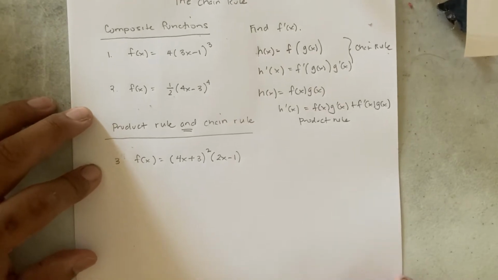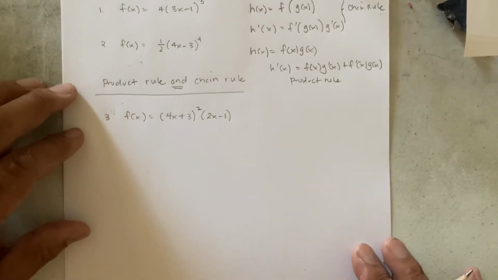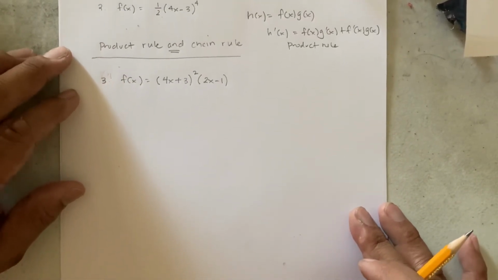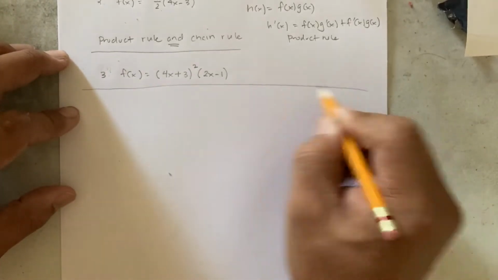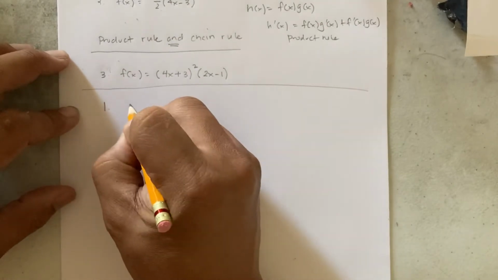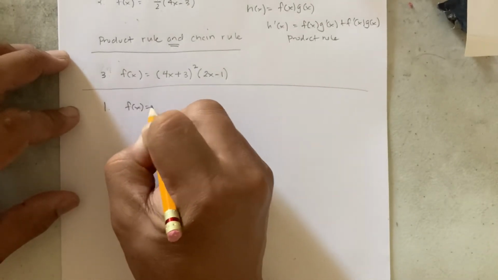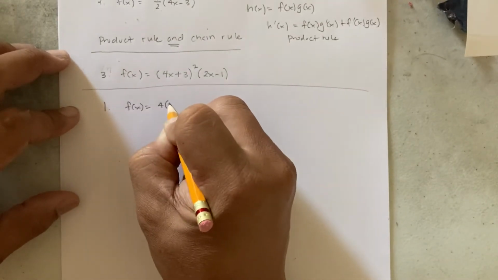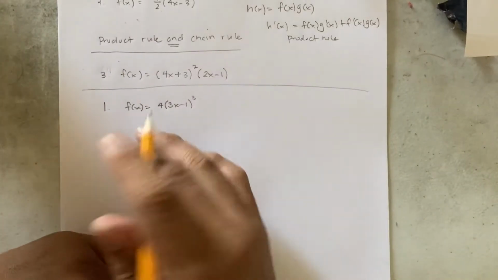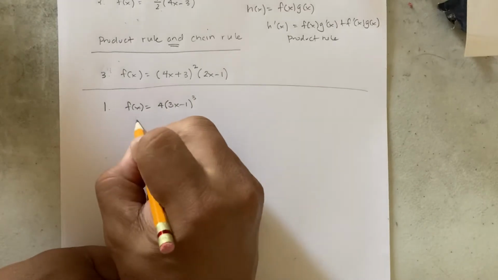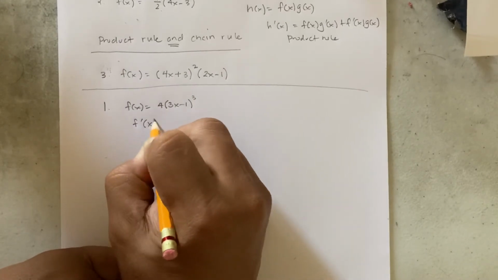I'm going to move this paper up here. Move it up. And let's look at number one. Number one, f of x equals, it's a composition of functions, 3x minus 1 raised to the third power. Remember, I said find the derivative f prime of x.